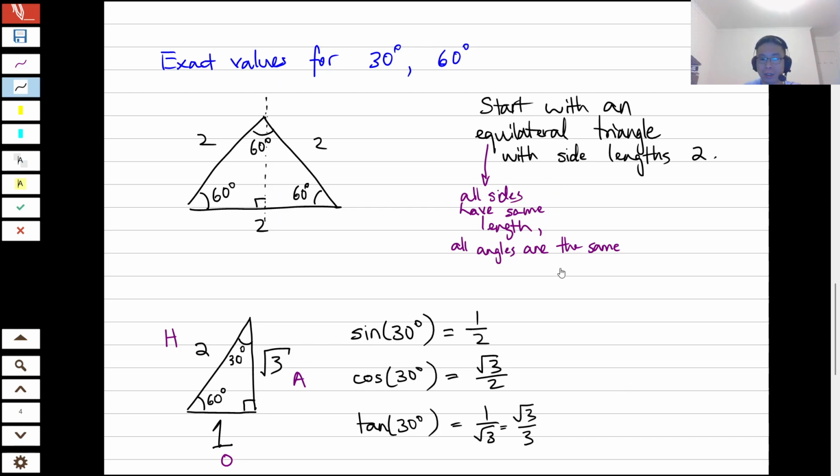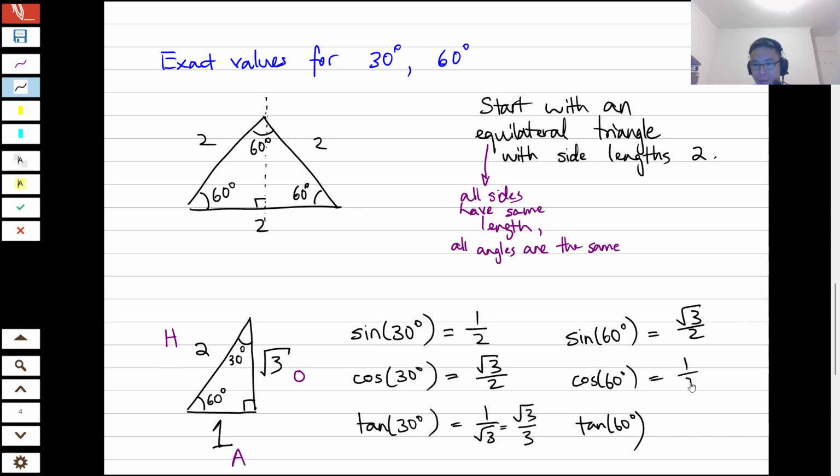Now, if I want to consider the 60-degree angle, I need to swap O and A. So let's do that. Now I'm considering the 60-degree angle. So now root 3 is my opposite and 1 is my adjacent side. So again, sine is opposite over hypotenuse, so this time it's root 3 on 2. Cosine of 60 is A over H, half. And tan of 60 is O over A, root 3 on 1, which is root 3.